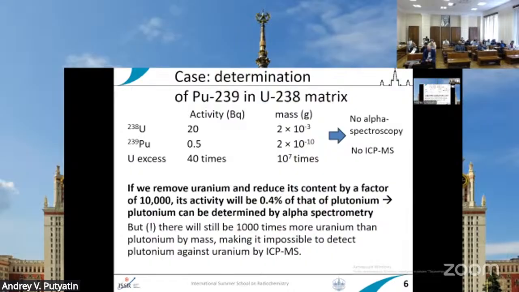And in this case, if you make a lower content of uranium in this sample, we can use alpha spectrometry. But in this case, it will still be a problem to determine plutonium in the presence of uranium by ICP-MS.